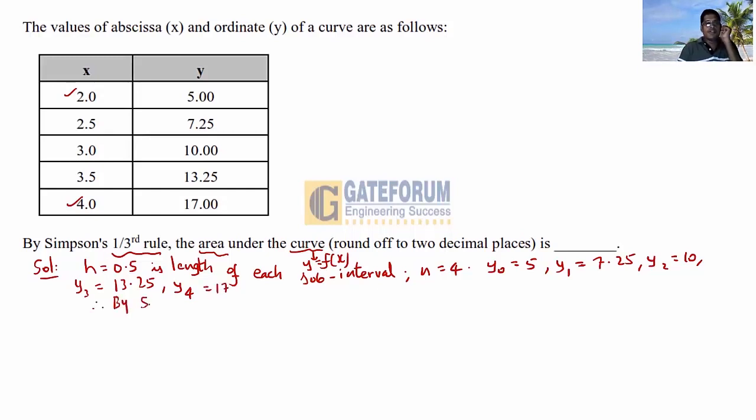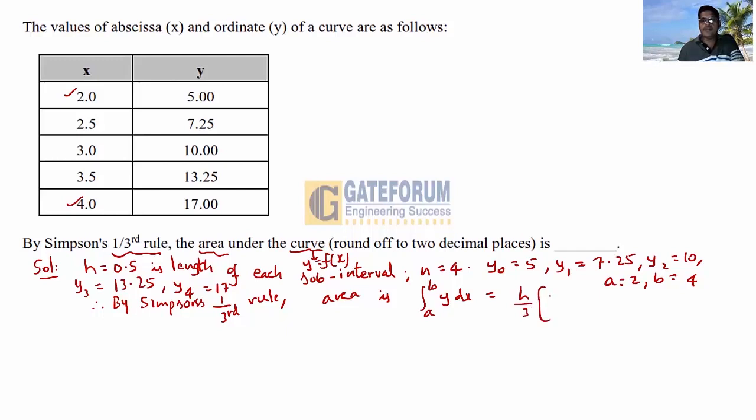Therefore, by Simpson's 1/3 rule, area is the integral from a to b. Here, a is equal to the starting value of x, and b is the ending value of x, that is 4. Integral a to b f(x) dx is nothing but Simpson's rule: h by 3 into y0 plus yn, that is the last ordinate value, plus 4 times the sum of odd suffix y values, that is y1 plus y3, plus 2 times the sum of even suffix values, here y2 only.